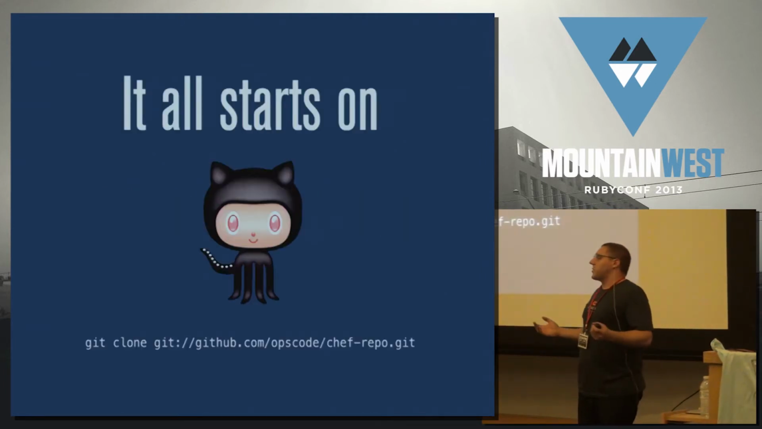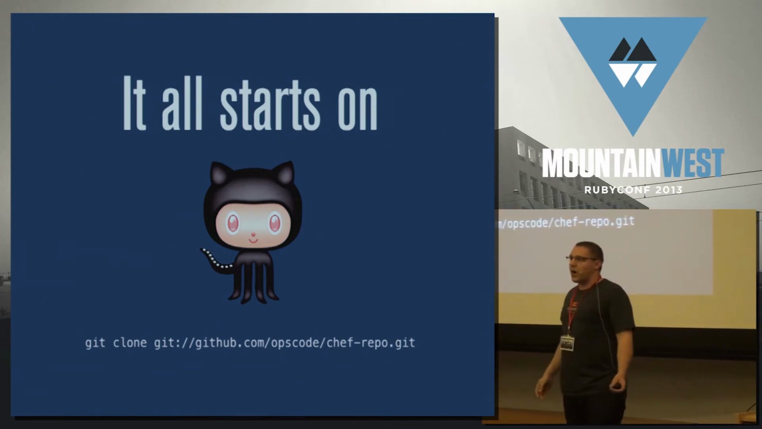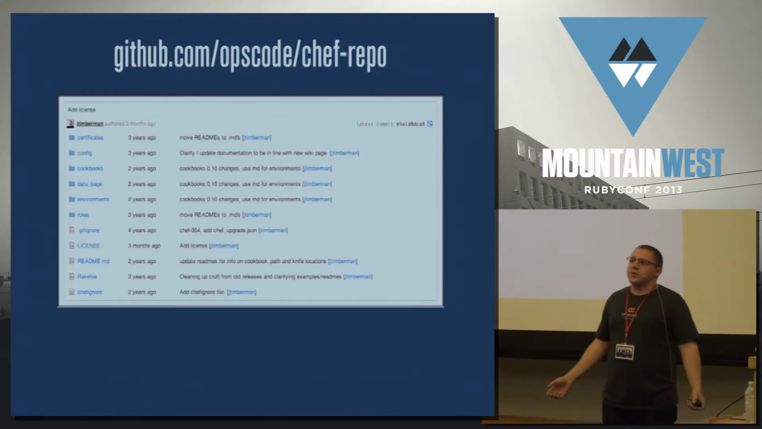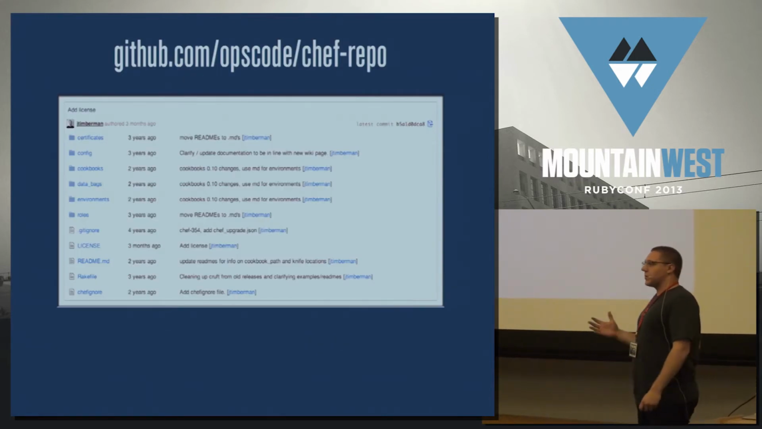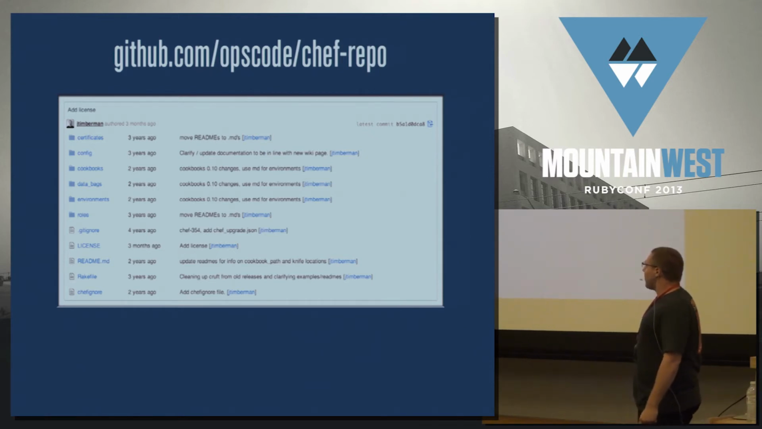Let's talk about testing, because that's what you came here to talk about. As with any great project, it starts on GitHub. So we're going to look at the OpsCode Chef repo, at github.com/opscode/chef-repo. And it looks like this. This is your standard Chef repo. If anybody has ever looked at a Chef repo before, you have a bunch of very common files and folders, and Josh writes all of them.